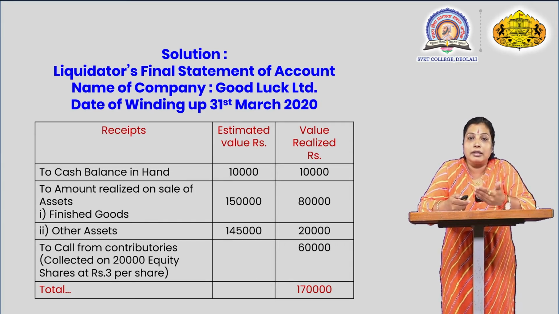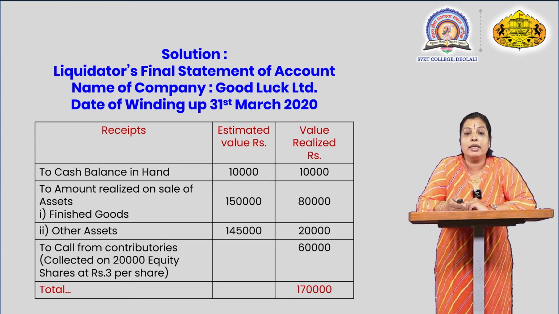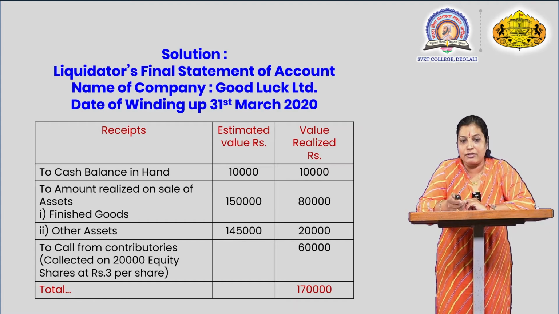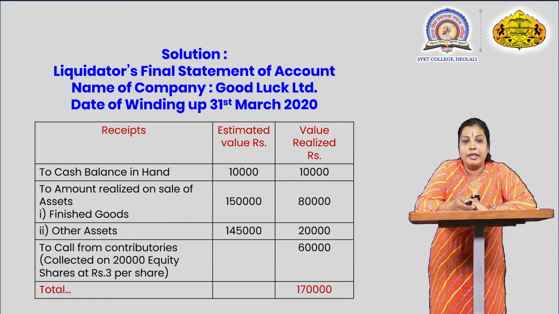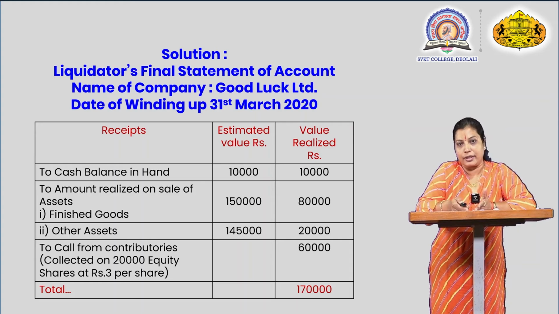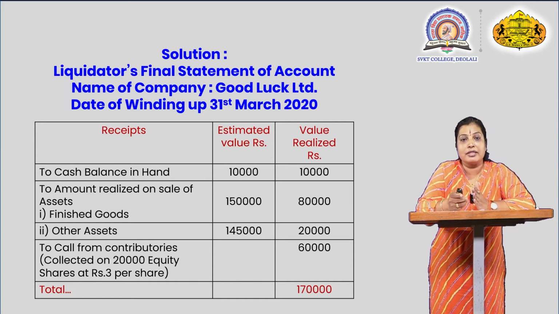After that, other assets. Other assets in the balance sheet are already given as 1,45,000, but the amount realized is only rupees 20,000. That is very important. The realized value amount is very important. The last and third receipt is the call from contributories. Contributories means preference shareholders and equity shareholders. The preference shares are already fully paid up, but the equity shares are only rupees 7 paid up.